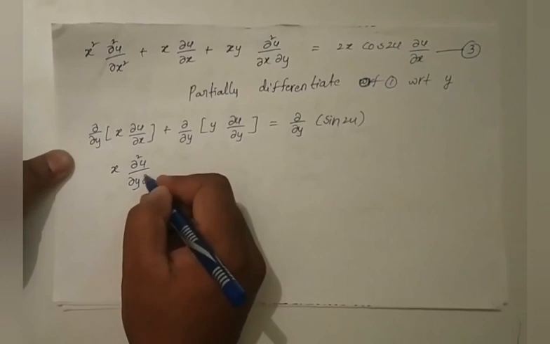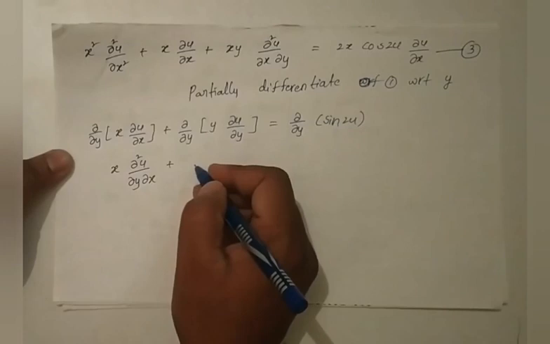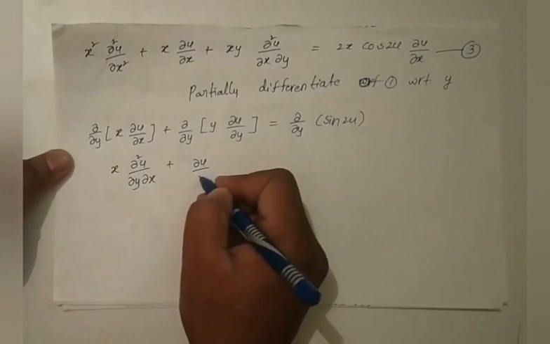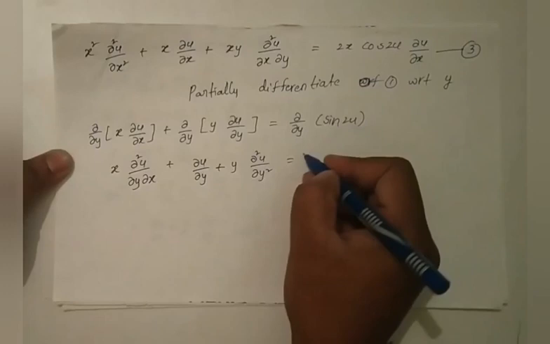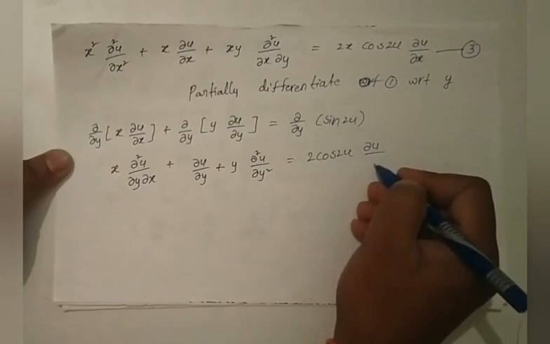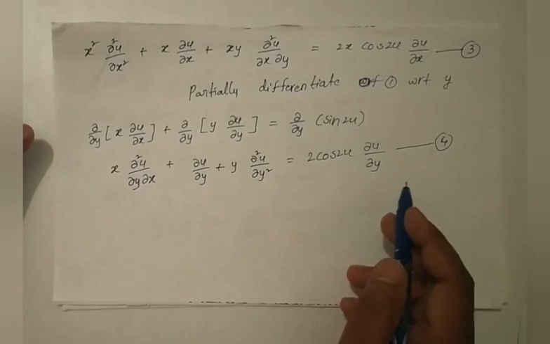Plus ∂/∂y of y times 1, and ∂/∂y of ∂u/∂y is ∂²u/∂y², so that is ∂u/∂y plus y ∂²u/∂y². Please check it. ∂/∂y of sin 2u is nothing but 2 cos 2u ∂u/∂y. Let us name this as equation 4. Next, multiplying throughout equation 4 by y.